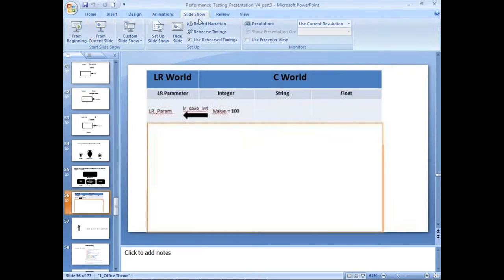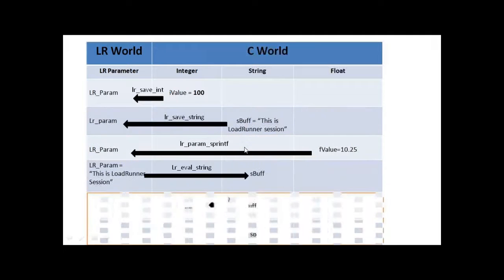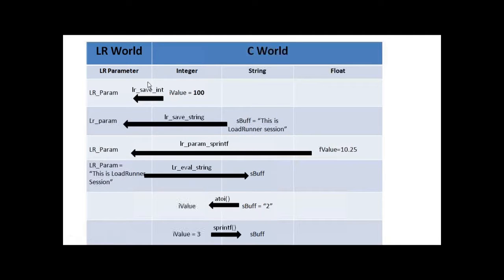Okay, so this is the slide which I wanted to cover. Here you look at this very carefully, Sandeep. I divided the whole world into an LR world and a C world just for explanation purposes. In an LR world, I have only the LR parameter. But in the C world, you have integer, string, float, and a lot of other things like short, big, and all. These are the generally used variables.